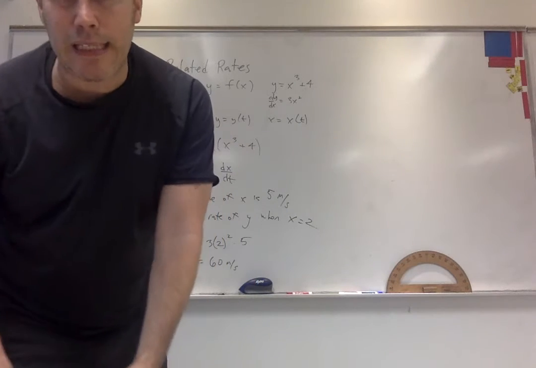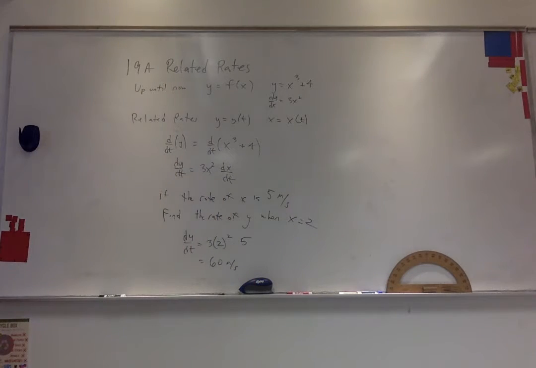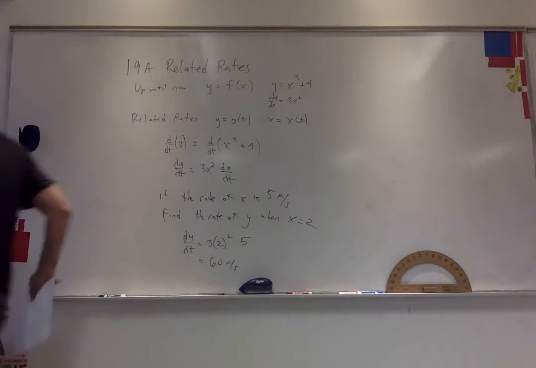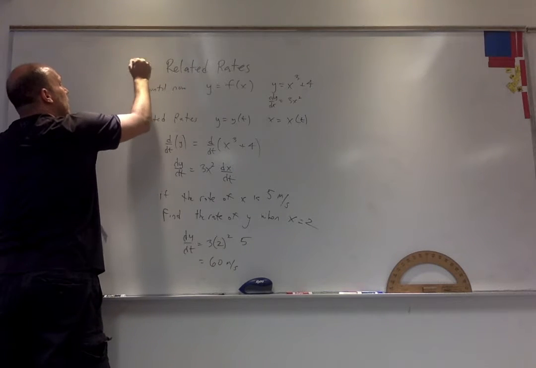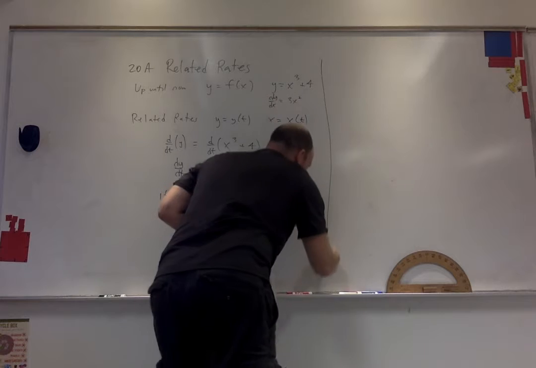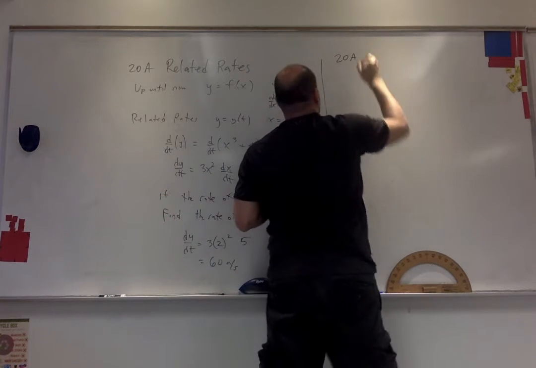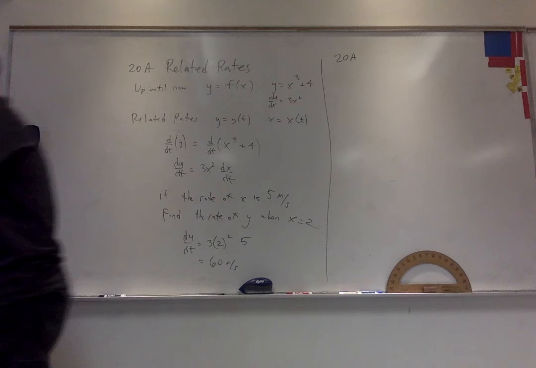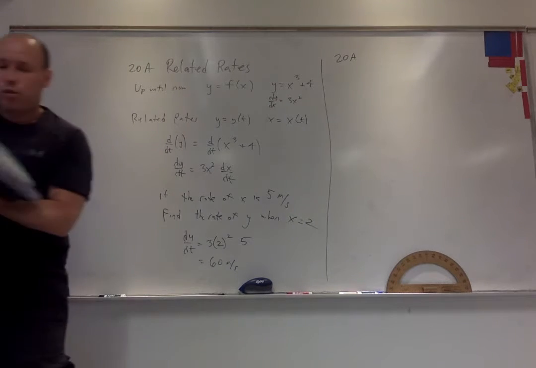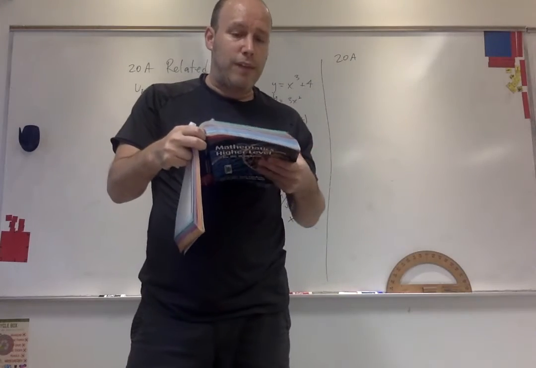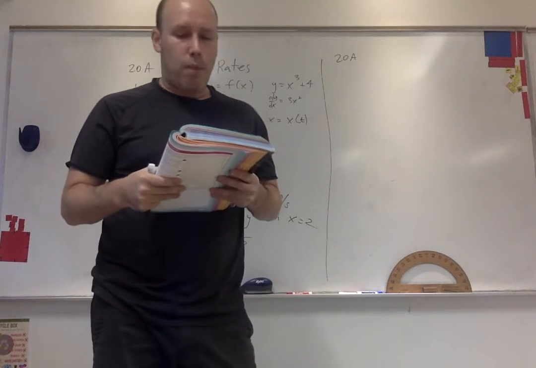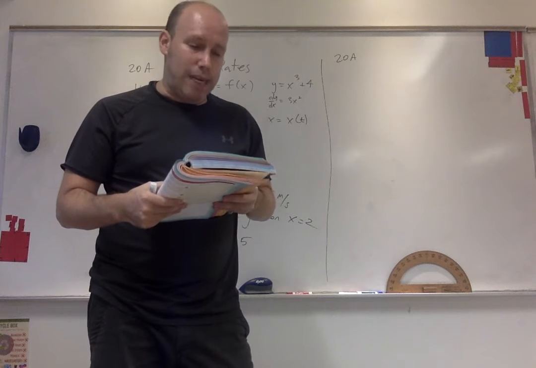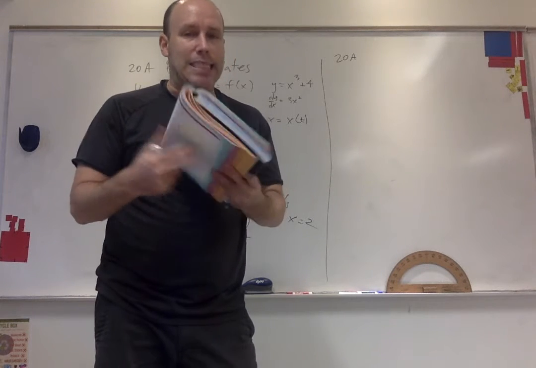Okay, let's look at an example from the book. The first example is example 21. Oh, is this chapter 20? Yes, it is. I'm sorry. This is 20a. So let's look at the first example from the book. This is example 28. I have it worked out. It says, a spherical balloon is being inflated with air at a rate of 200 cubic centimeters per minute. At what rate is the radius increasing when the radius is 8 centimeters?